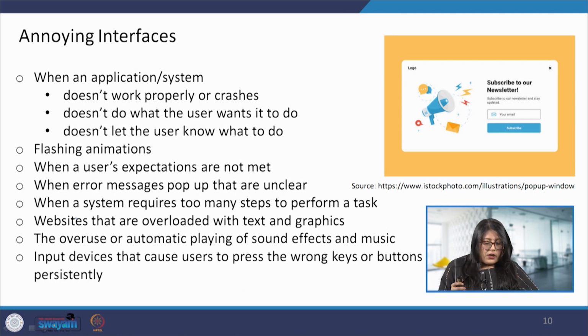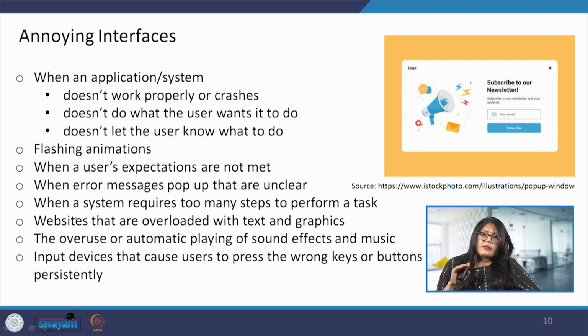Also, flashing animations. Now, we saw in the previous slide how some of the expressive interfaces can be helpful, but when we use too much of those, when they are flashing everywhere on the screen or flashing too much, then they cause distraction and annoyance. Users' expectations, like we have seen earlier, need to be fulfilled at any cost for the interaction to be successful, for the application or website to also be successful.